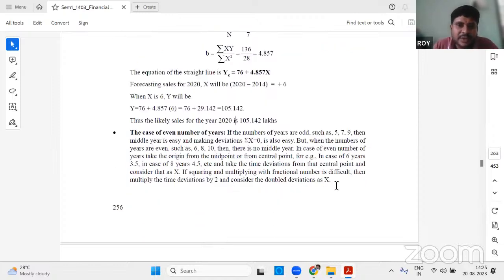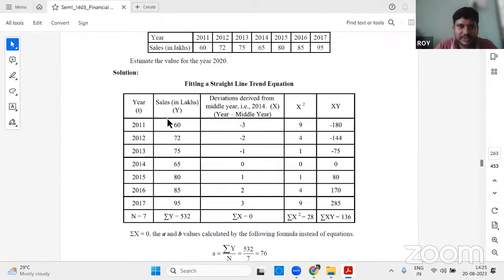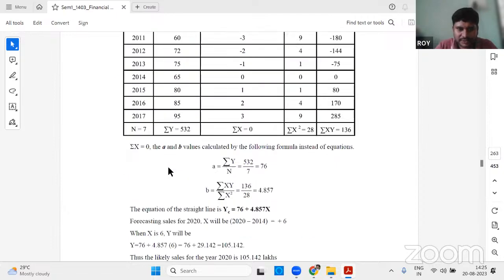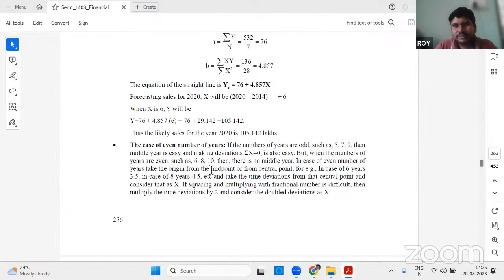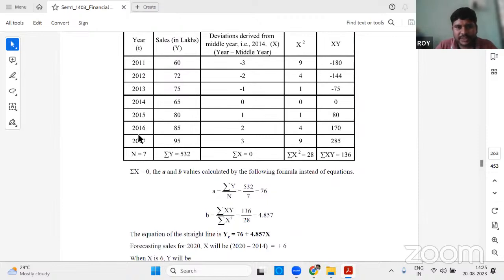Okay. If the number of years is odd, such as 5, 7, 9, then the middle year is easy, making the deviation sum of X equal to 0. It is also easy. But when the number of years is even, because of the odd, 11, 12, 13, 14. But if it is even, how many are there? 7. Mid value we have taken.